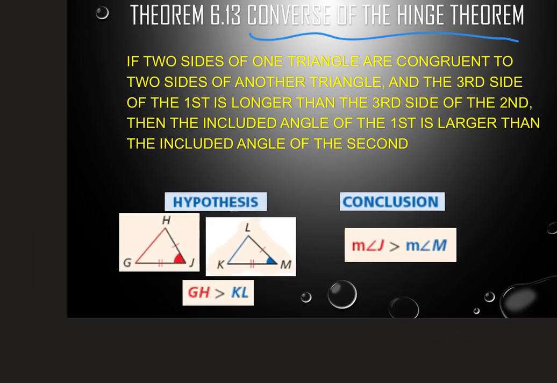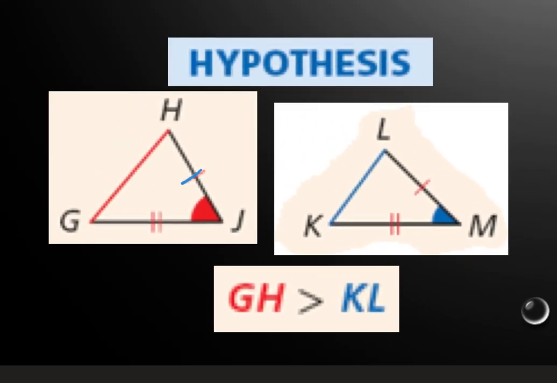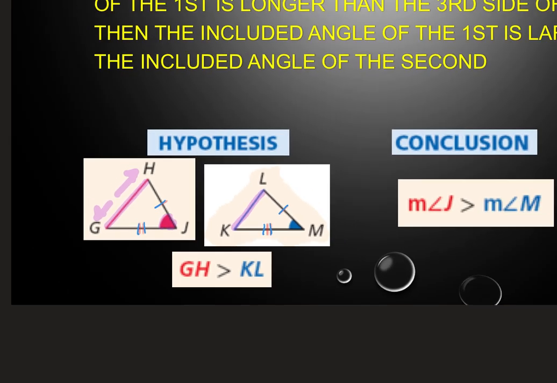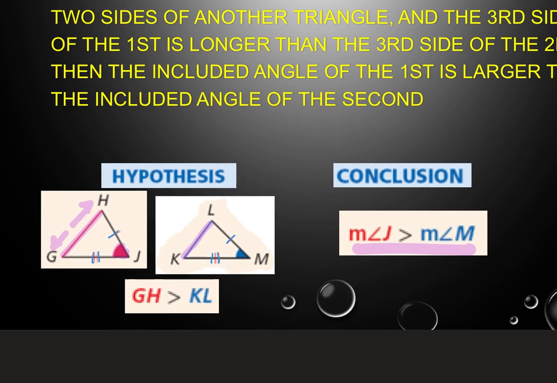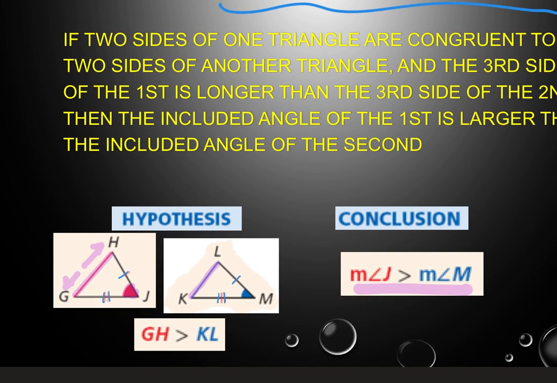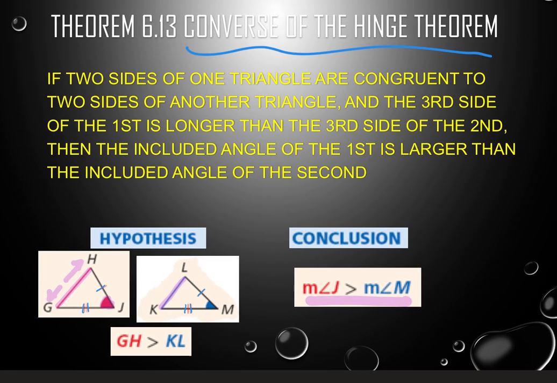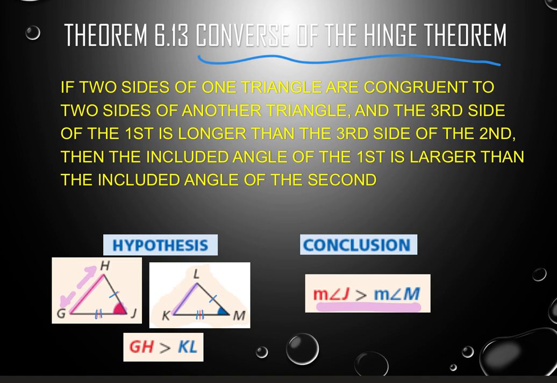So if you look at the diagram, you'd have to have 2 sides congruent, 2 pairs of sides. And this time we know the information about the side. If GH is bigger than KL, that means that these 2 are moved further apart, which makes this angle bigger. And I can say angle J is bigger than angle M. So when the conclusion is the angle relationship, it's the converse. When the conclusion is the side relationship, it's the original theorem.